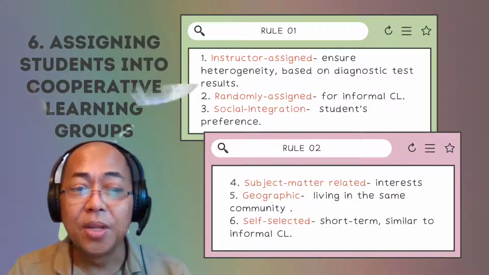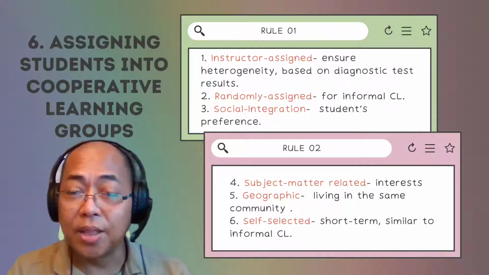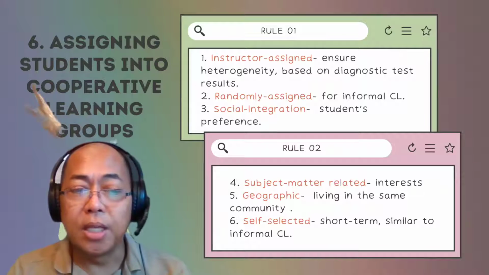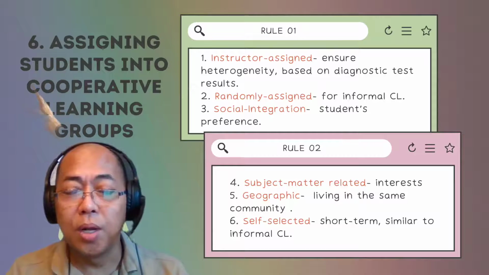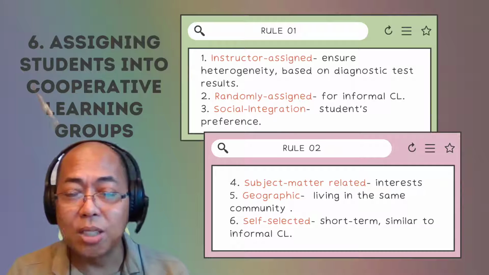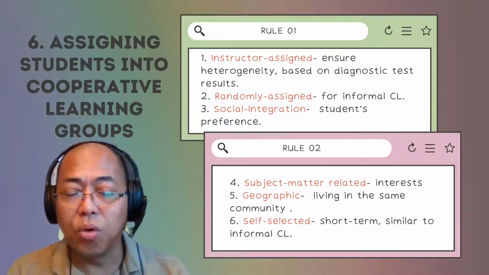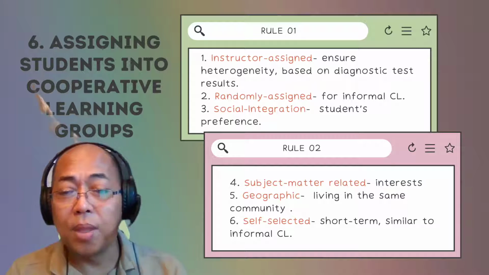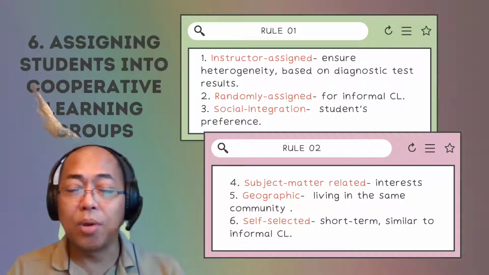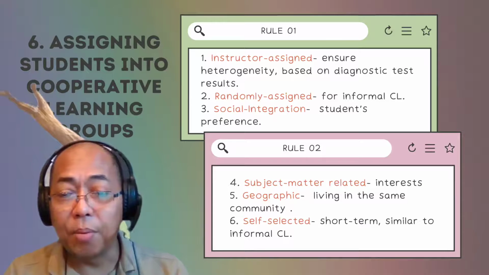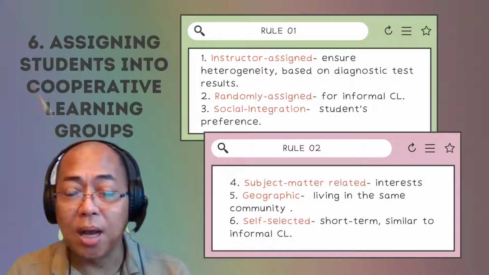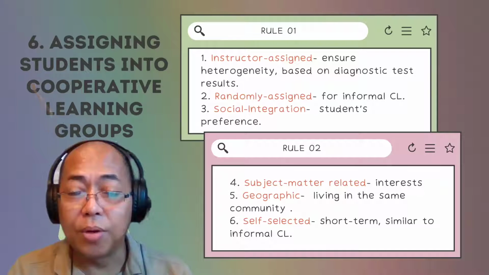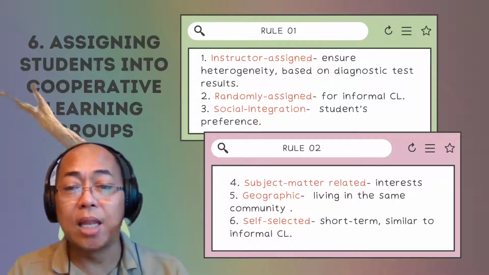Okay. Third, social integration groups. This is another way of assigning students or the class into cooperative learning groups. In social integration groups, at the beginning of the class, you can ask students to text you or use the messenger to message you as to the names of the persons or the classmates that they would like to work with, or the names of the people they do not like to work with. And based on this, from the response of the students, you can make decision as to how the students will be grouped or assigned into groups.